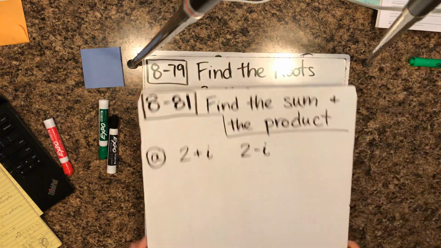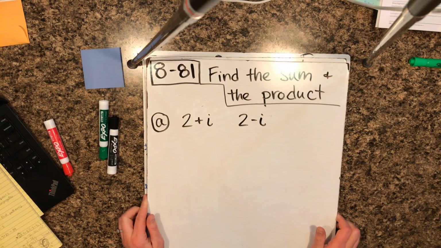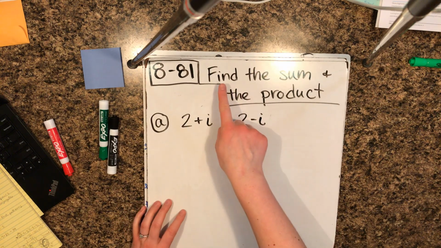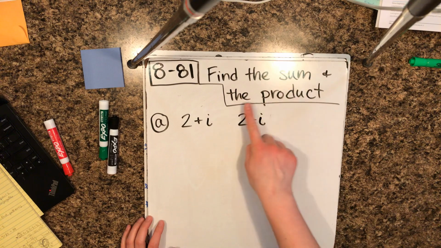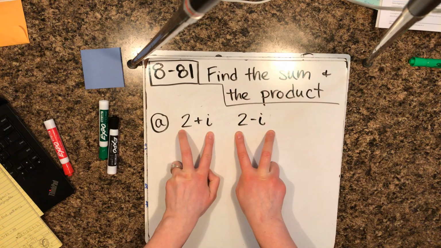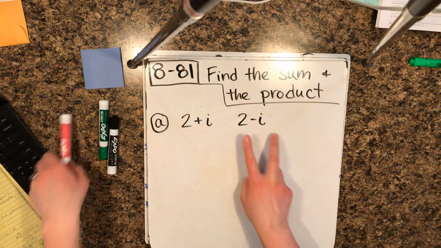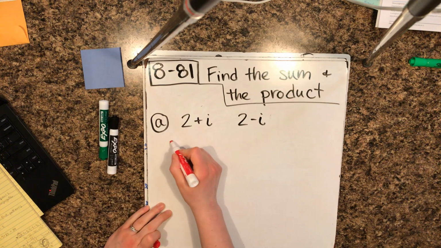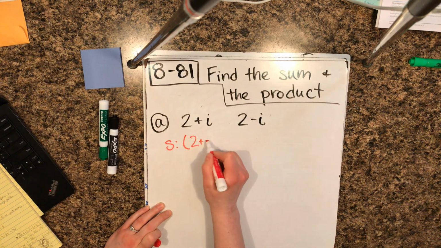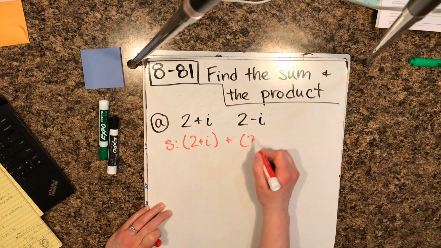So in question number 81, there's quite a few parts to this. Question number 81 is going to ask us over and over to find the sum and the product of these two complex numbers. Okay? Let's make the sum be so easy. So easy. Okay? 2 plus i plus 2 minus i.